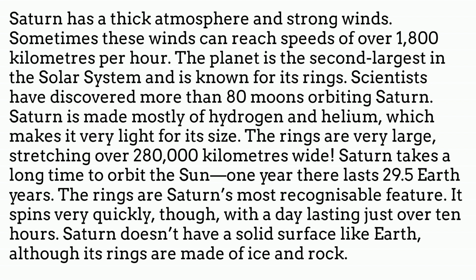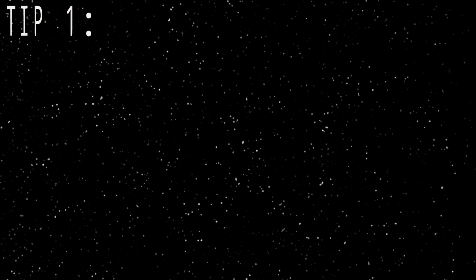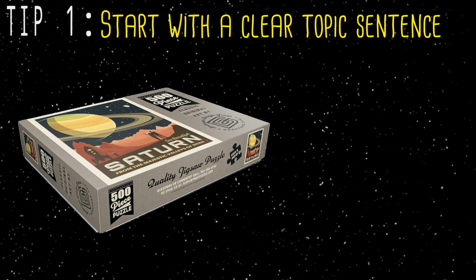I've included all the information, but the paragraph doesn't flow very well. Let me show you 4 simple tips that will help fix it. Tip 1. Start with a clear topic sentence. Your first sentence should introduce what the paragraph is all about. Think of it like the picture on the front of a jigsaw puzzle box. Before you look at the pieces, you need to know what the picture is supposed to be.